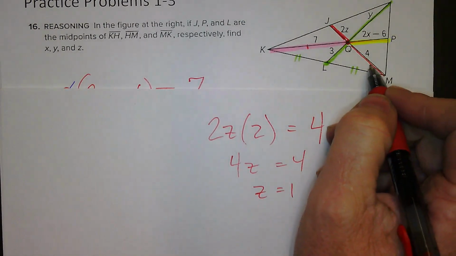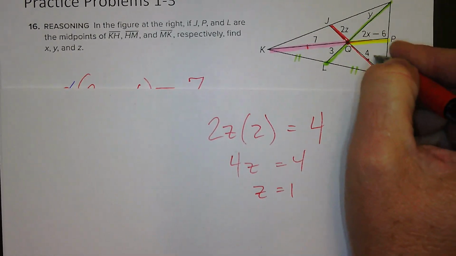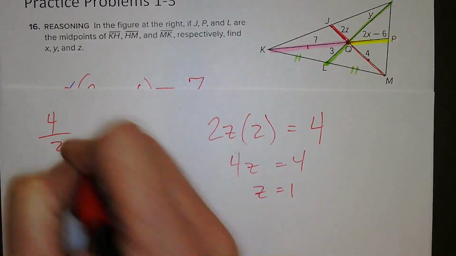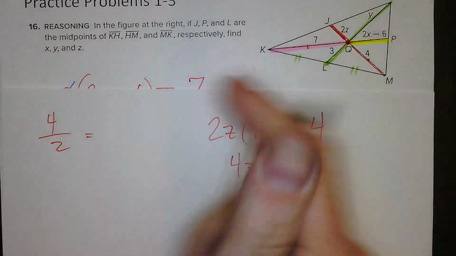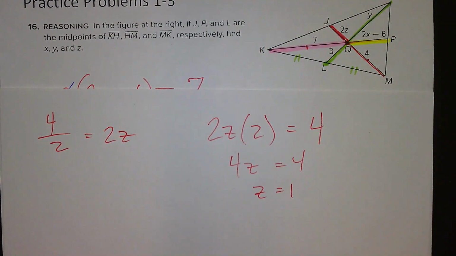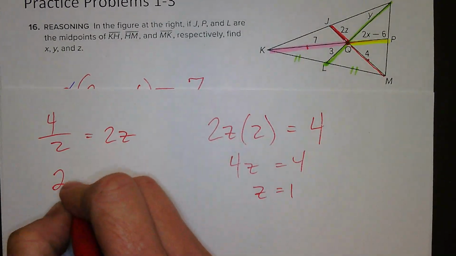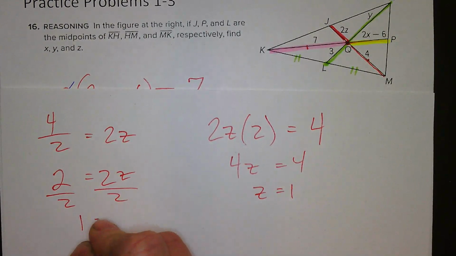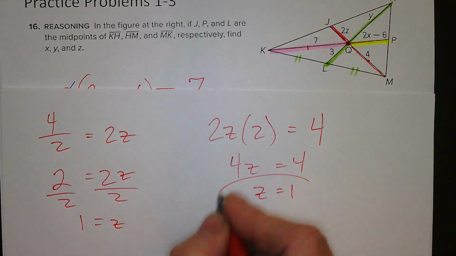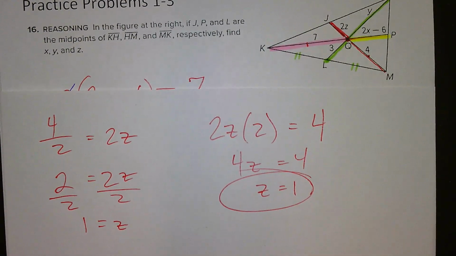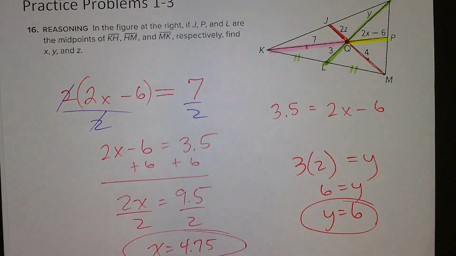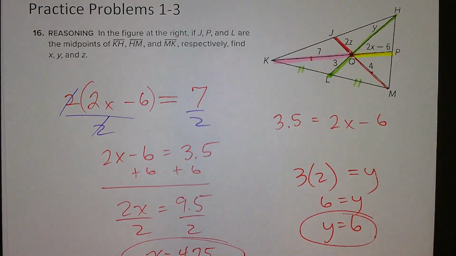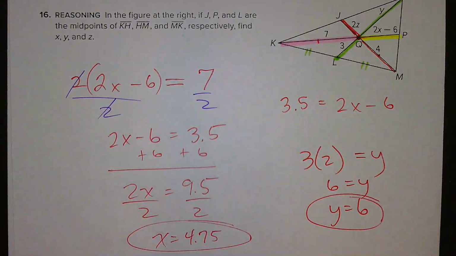By the way, you may be conceptualizing it slightly differently, and you might be starting with your 4 and taking half of that, and that equals the 2z. If I take my 4 and I divide it in half, that will equal my shorter section, 2z, but I'll show you, you're going to get the same answer. 4 divided by 2 is 2. Divide by 2. And 1 is z. So either way, I'm going to get z equals 1. However I'm conceptualizing it in my head. So z is 1, x is 4.75, and y is 6. Hopefully that's helpful. Please feel free to message me anytime you have a question.